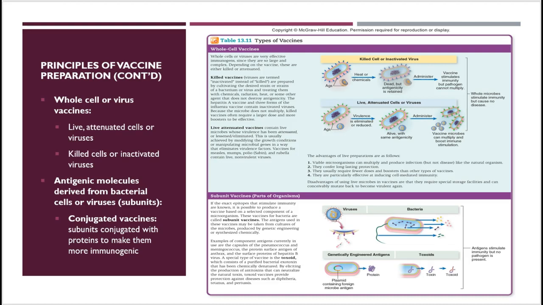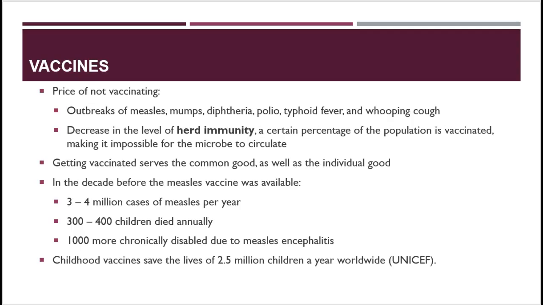These parts of the pathogen are still antigenic, or immunogenic, so we're still going to get our immune response, but we're not going to get the production of even mild forms of the disease. So no organism is present, just parts of that organism.